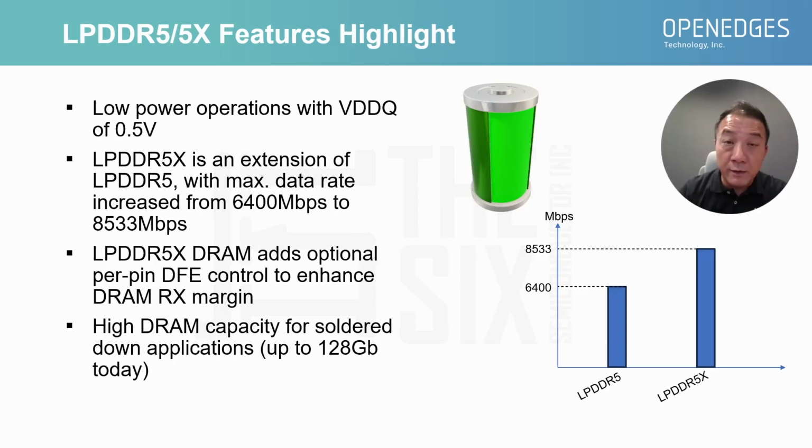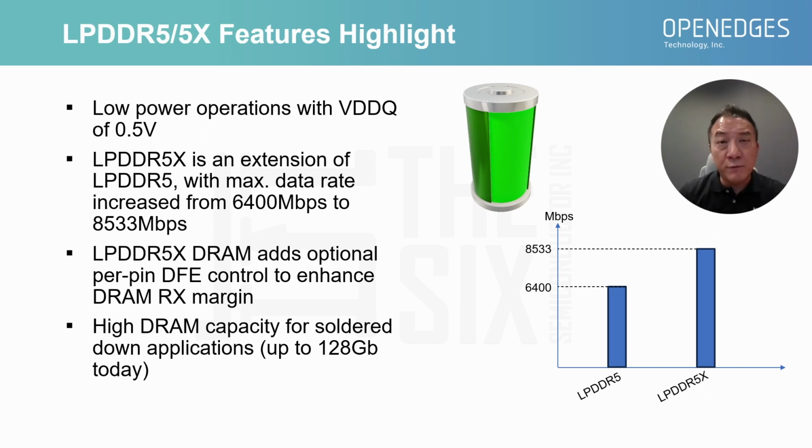Now let's take a deeper look at what the LPDDR5 5X has to offer today in terms of features. First off, as a low-power memory standard, it utilizes a low VDDQ of 0.5 volt for its high-speed I/O supply, greatly helping lower the power envelope. LPDDR5X is currently the latest published JEDEC standard for low-power memory and has a maximum data rate of 8533 megabit per second, representing a 33% increase from the LPDDR5 standard's 6400 megabit per second.